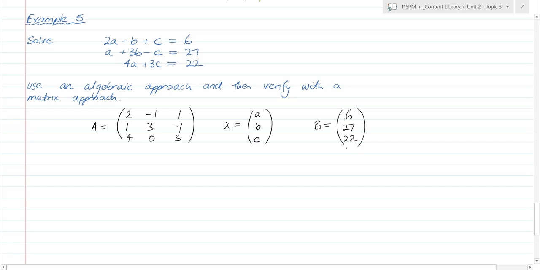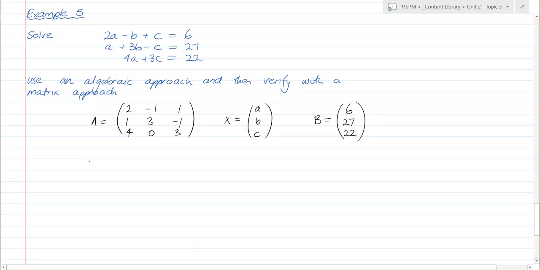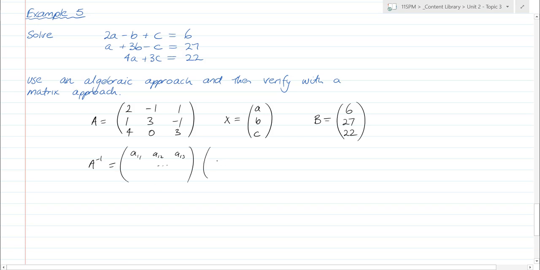Does anyone know the inverse of 2, -1, 1, etc., of matrix A? Does anyone know an easy way of finding it? At this stage we can rely on technology. To find the inverse, A inverse would be equal to some matrix where you'd call the cells A11, A12, A13, and so on, and it would be such that when you multiply this by A, it would be equal to I.